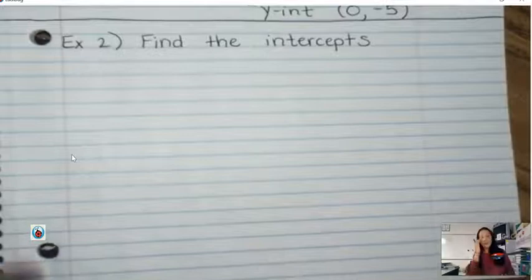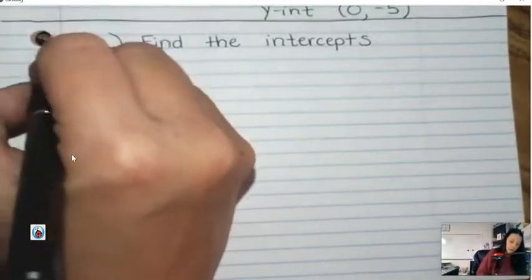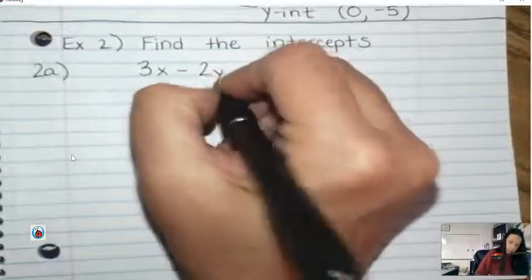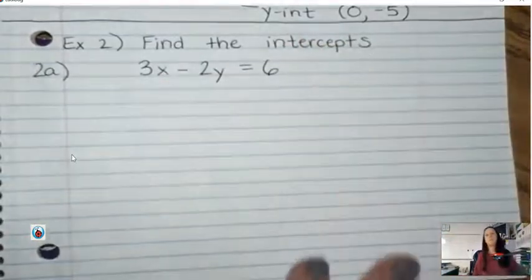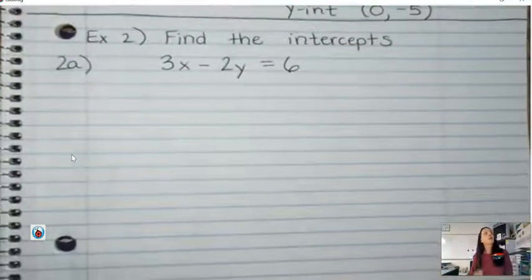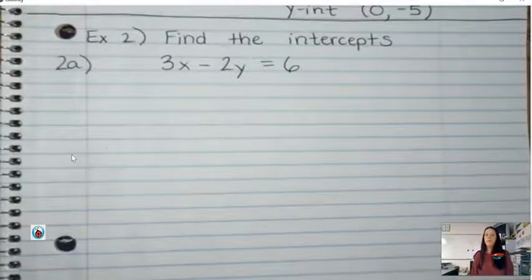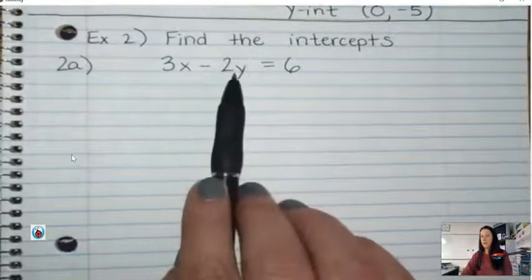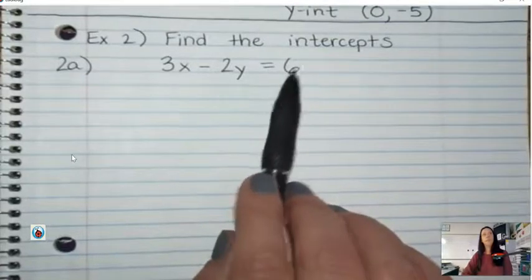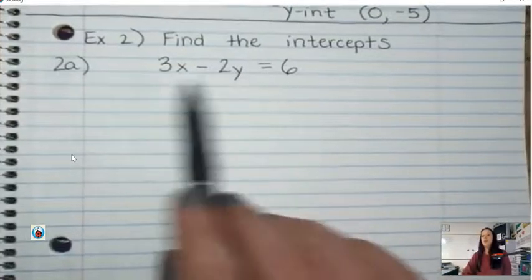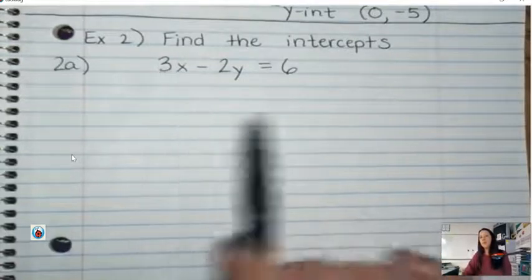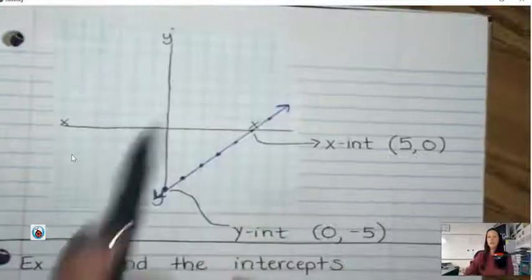So we need to find the x-intercept and the y-intercept. Okay, 2a, the equation is 3x minus 2y equals 6. Right now this equation is in standard form, right? The x and the y are on the same side of the equal sign, and the constant's on the other side. So if you wanted to, you can put this into slope-intercept form, or you can pick some x values and graph it.